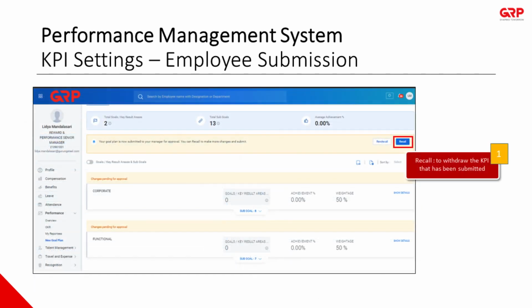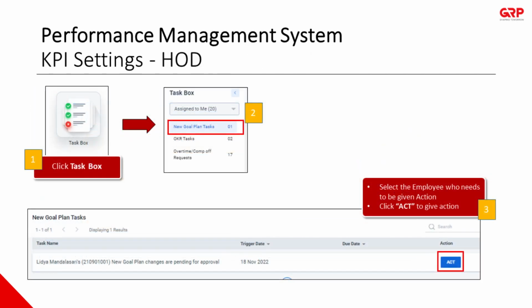The employee can still recall the KPI after submitting the form. Your manager or HOD will receive a notification via email and Darwinbox application notification when the employee has finished the KPI setting. HOD should review, verify, and validate his or her team's KPI. HOD can see the task from the Task Box menu, then select New Goal Plan Task, and then select the employee's name, then click Act.